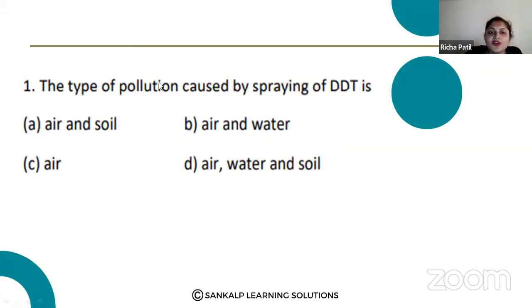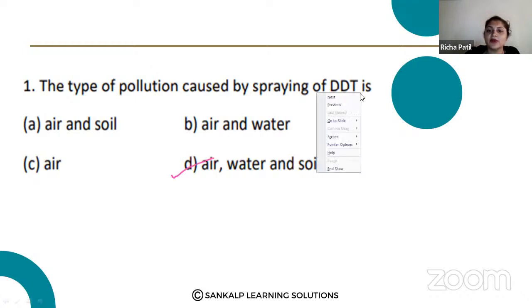The type of pollution caused by spraying of DDT is... So if you spray DDT, dichloro diphenyl trichloroethane, what type of pollution is caused? It will form air, water, and soil pollution. The correct answer is D.